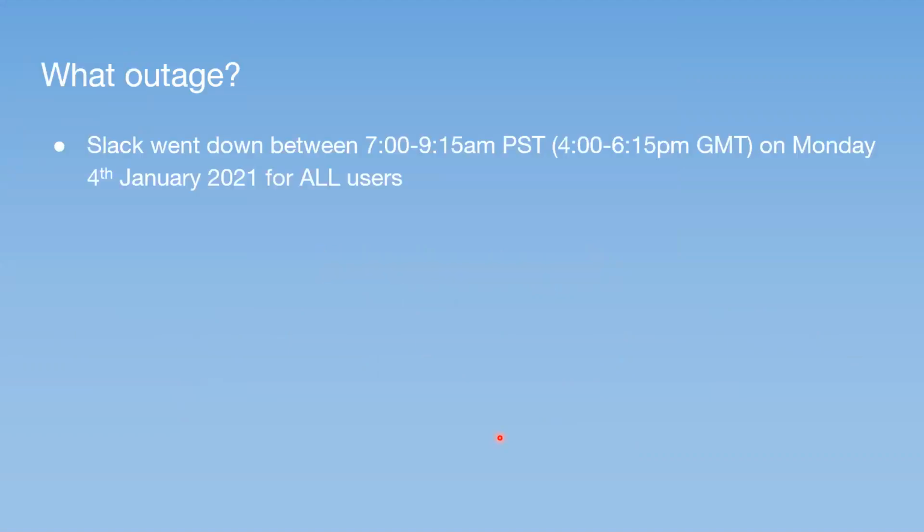So firstly, what outage are we talking about? Slack went down between 7 and 9:15 a.m. Pacific Standard Time on Monday, 4th of January 2021 for all users.